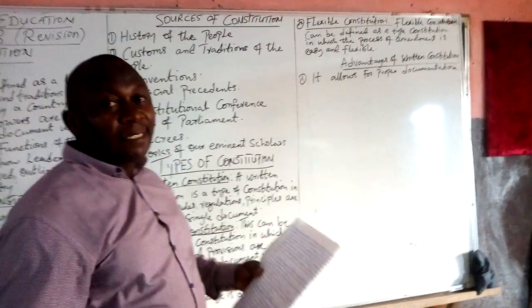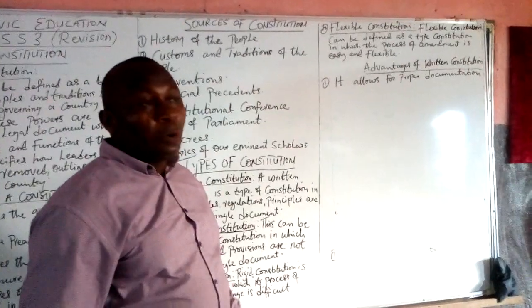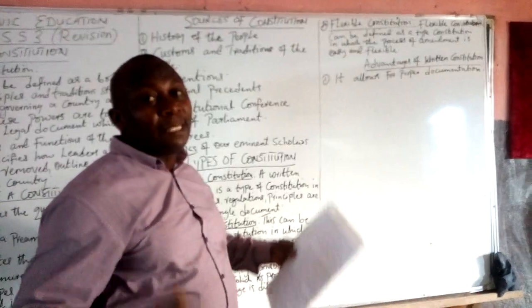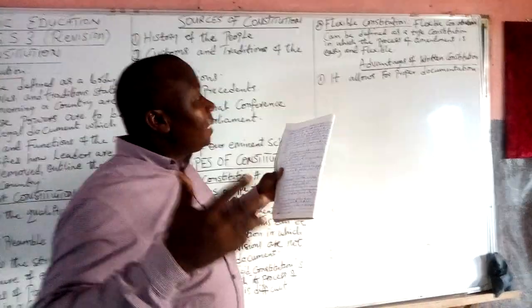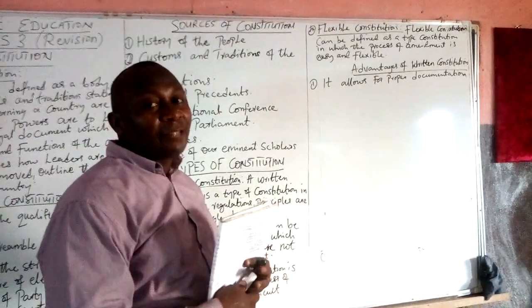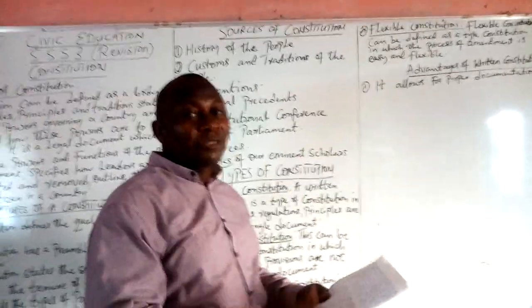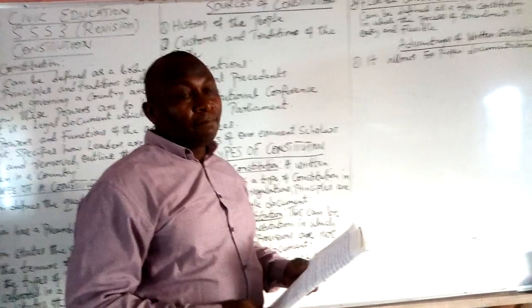It also protects the minority. The constitution protects the interest of the minority, because if our constitution is not written, sometimes the majority would try to intimidate the minority. So if the right of the minority is enshrined in the constitution, it cannot easily be manipulated.